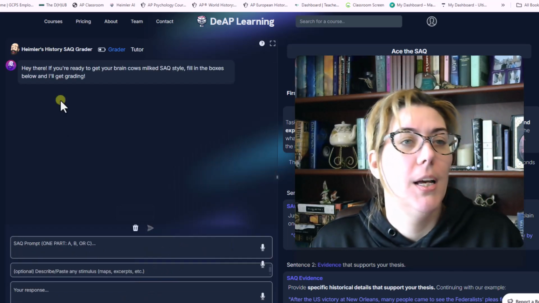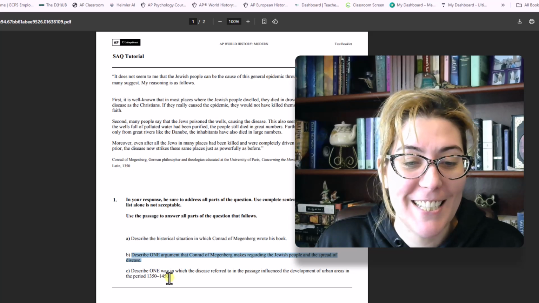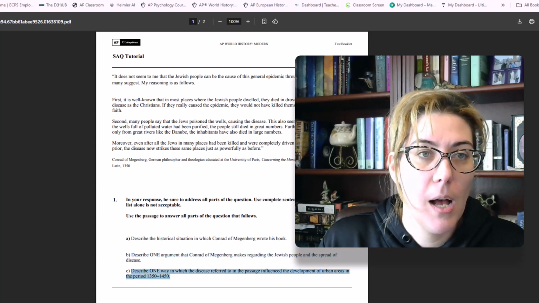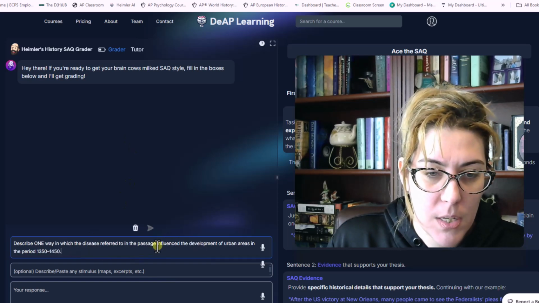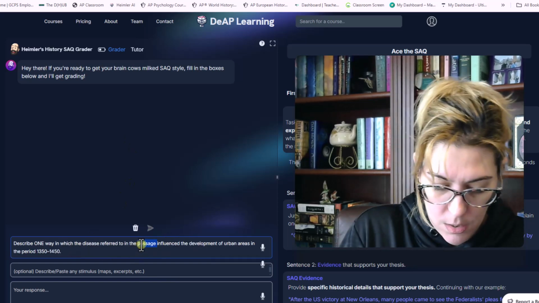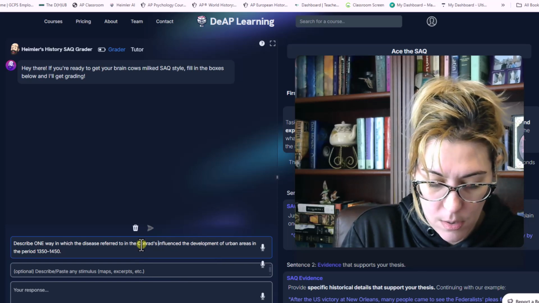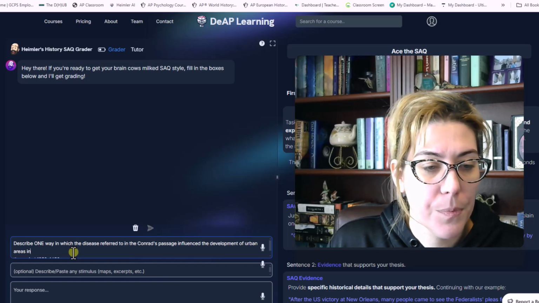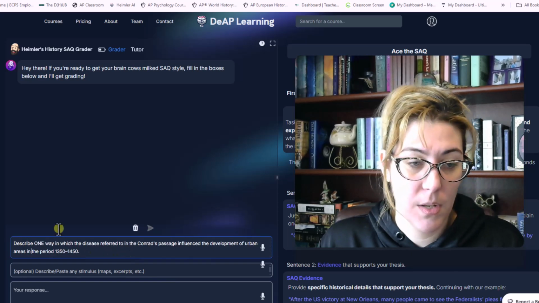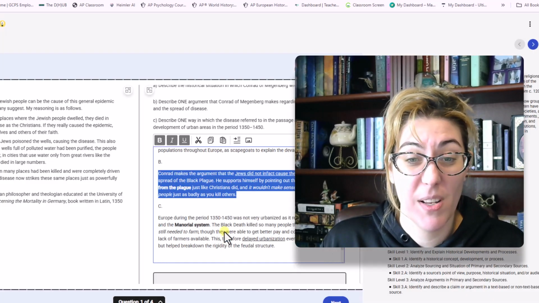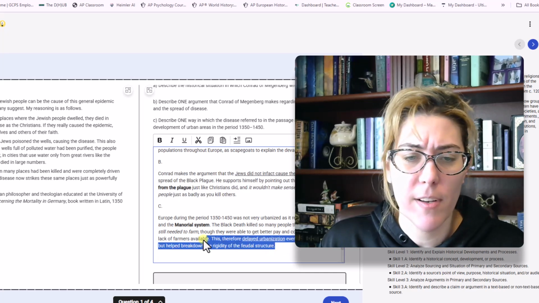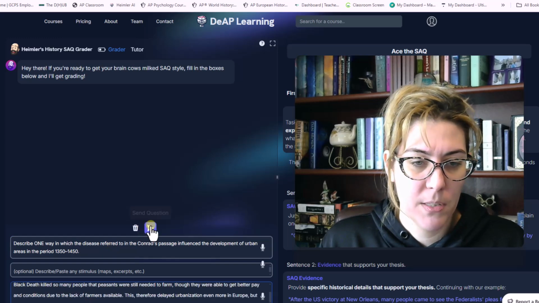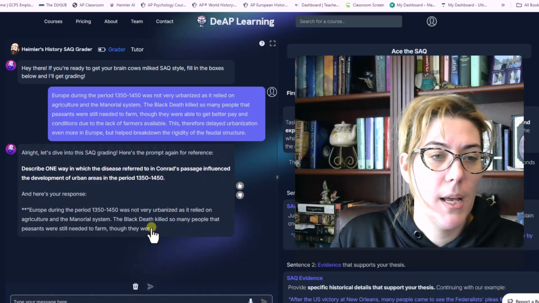So, letter C, describe one way in which the disease... since I'm not going to do the disease in Conrad's passage, just so that way he knows what it is. Because I don't want to copy the whole thing in. And last time I did do that, it said failed to generate, and I don't want to break Heimler. Okay, my response, bada bing, bada boom.